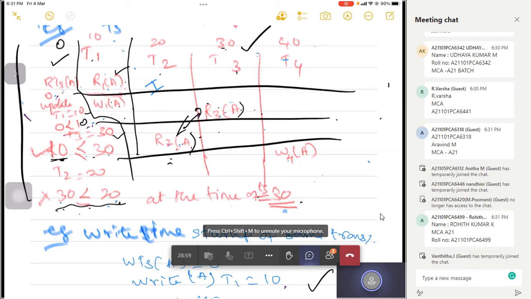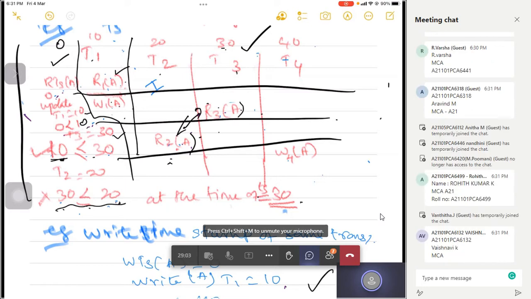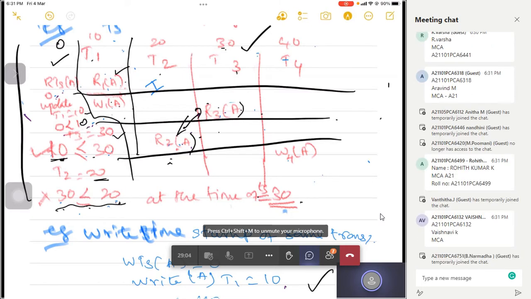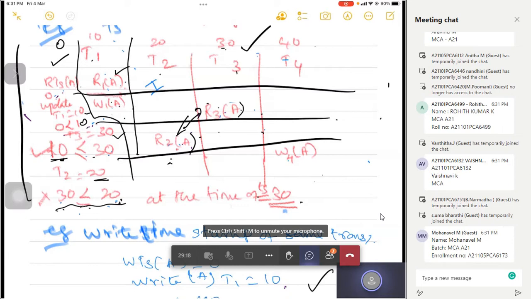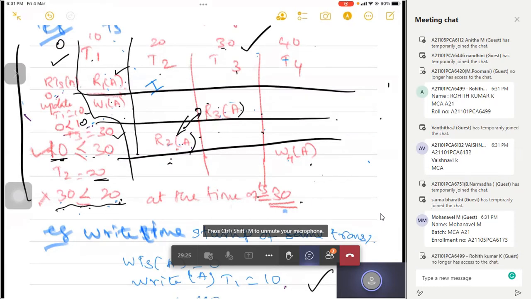T2 ஆக்சஸ் பண்ற நேரத்துல அதனோட டைம் ஸ்டாம்ப் அரைவல் 20. இப்போ நமக்கு 30ல நிக்குது. 30 இஸ் லெஸ் தென் ஆர் ஈக்குவல் டு 20யா பண்ண முடியாது. ஸோ இந்த ரீட் ஆபரேஷன் பண்ண முடியாது. அட் த டைம் ஆஃப் TS ஈக்குவல் டு 30 ஒன்லி. இப்போ T4 இந்த ரைட் ஆபரேஷன் பண்ணி முடிச்சதுக்கு அப்புறம் தான் இந்த T2 ஆபரேஷன் பண்ண முடியும்.